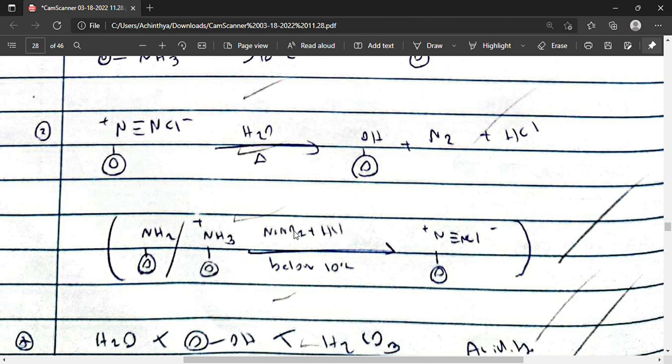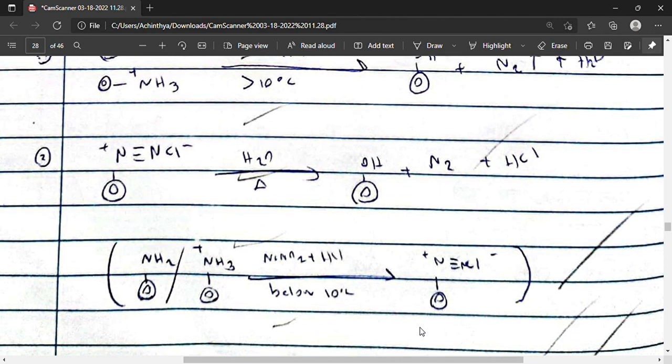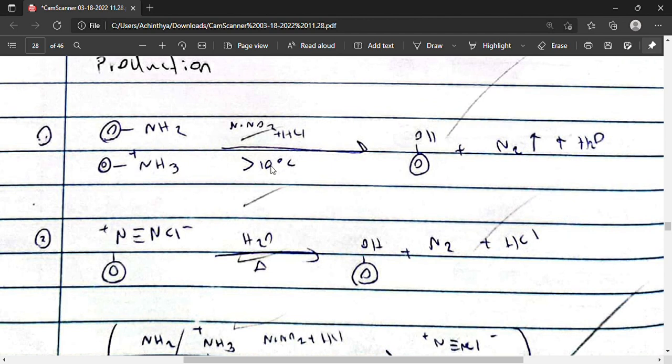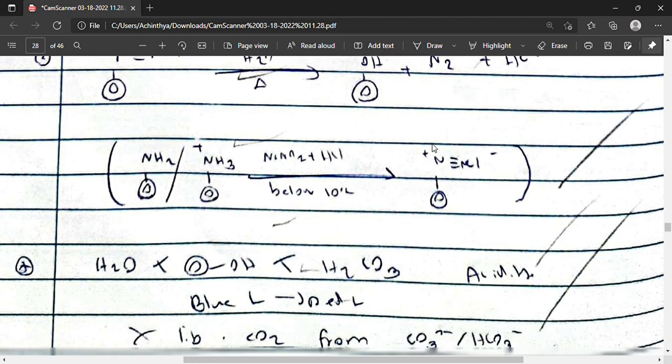I should also note that amines and amine salts, if they were reacted with nitrous acid below 10 Celsius, will form the diazonium salt. So if we do this below 10 Celsius, this will produce this, and we have to heat this to produce phenol. Without doing that process, we just do this above 10 Celsius and this reaction will produce phenol.